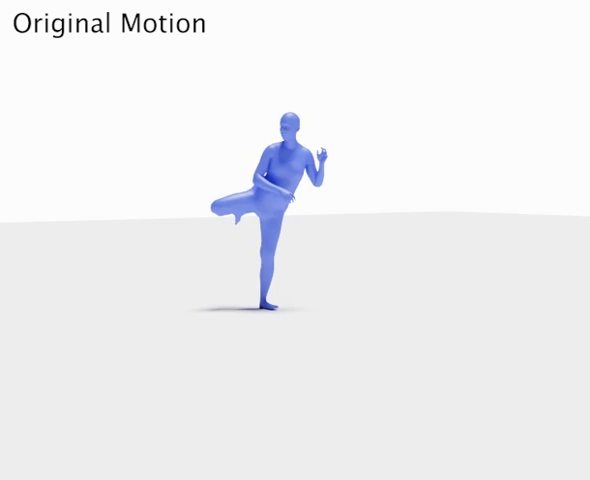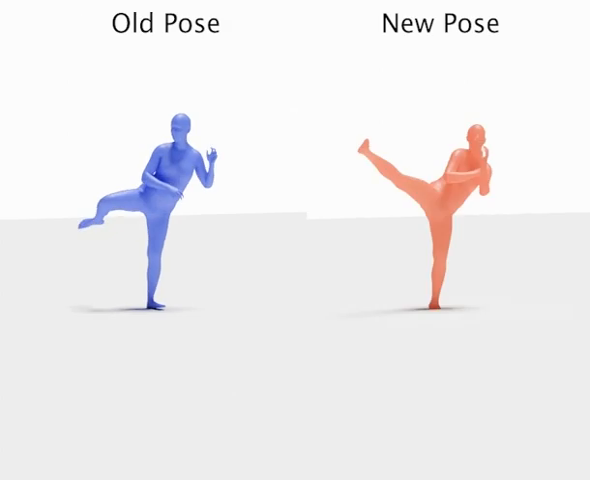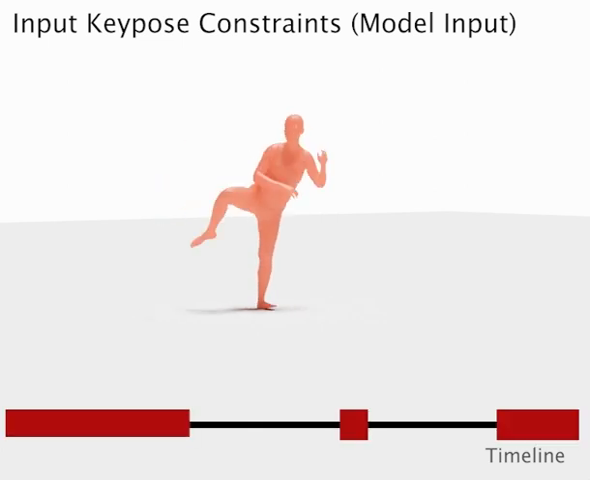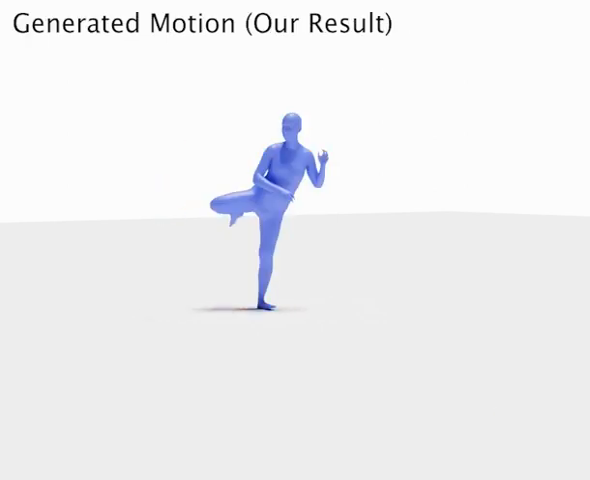Given this original motion of a character kicking, we want to add a second kick. Let's replace the pose on the left with the pose on the right, where the right leg is fully extended again. Here's the input constraints to our system, some context from the original motion, and the new kick. Our model creates a detailed, well-timed transition.